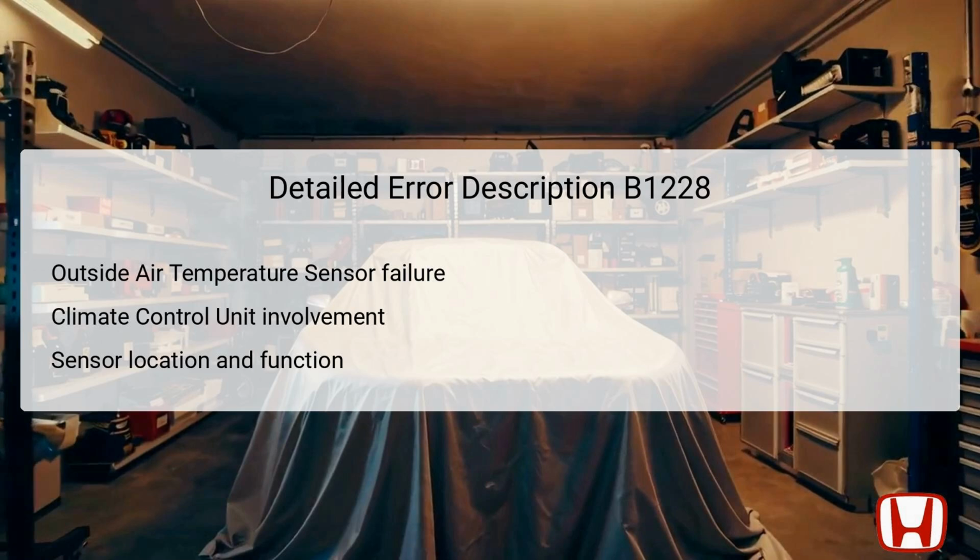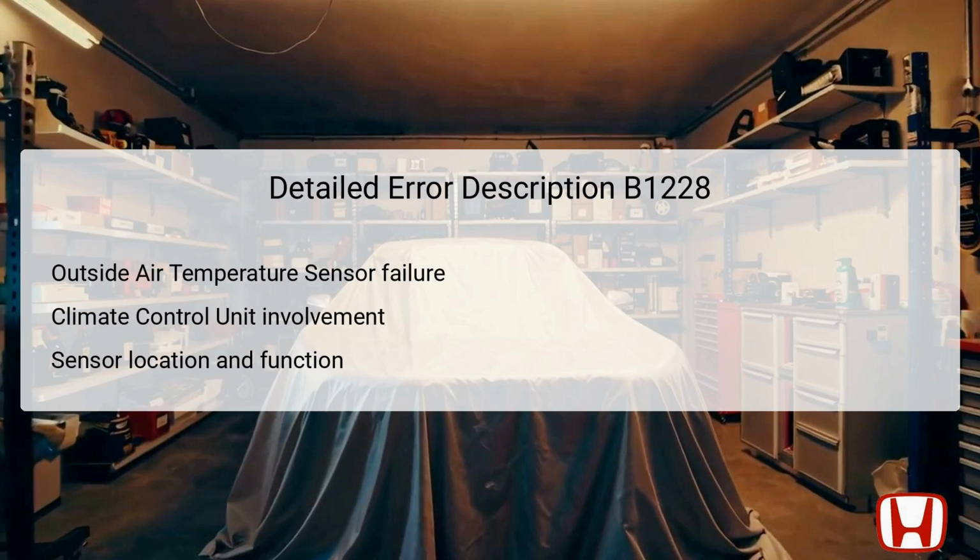The outside air temperature sensor itself is responsible for detecting the ambient temperature outside the vehicle, allowing the climate control unit to adjust the internal environment accordingly. The climate control unit interprets the sensor's readings, playing a crucial role in passenger comfort by regulating heating and cooling based on the external temperature.